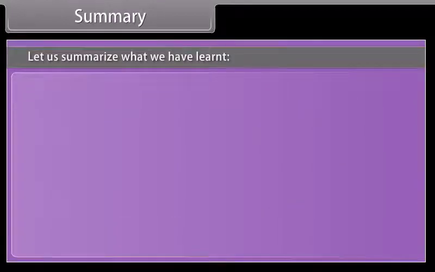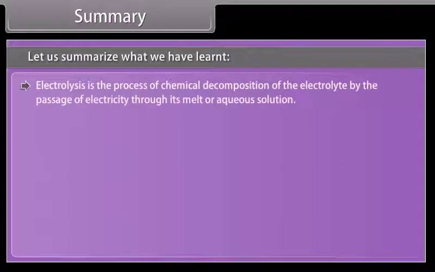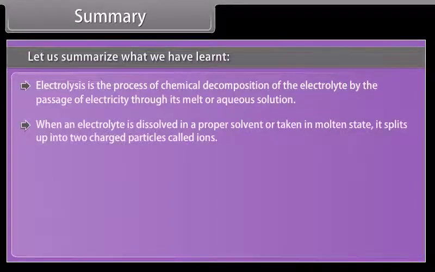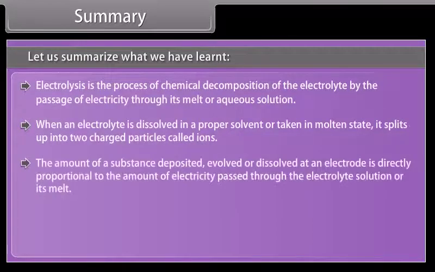Summary. Let us summarize what we have learnt. Electrolysis is the process of chemical decomposition of the electrolyte by the passage of electricity through its melt or aqueous solution. When an electrolyte is dissolved in a proper solvent or taken in molten state, it splits up into two charged particles called ions. The amount of a substance deposited, evolved, or dissolved at an electrode is directly proportional to the amount of electricity passed through the electrolyte solution or its melt.